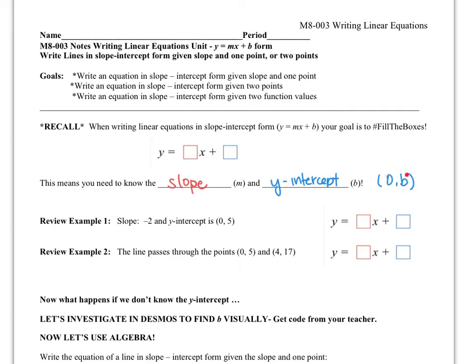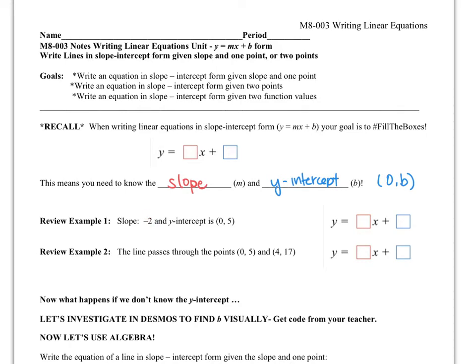The problems that we encountered yesterday either told us both of these pieces of information, or they didn't tell us the slope, but one of the points always had an x-coordinate of 0. Today we're going to investigate how to solve these problems when we don't have an x-coordinate of 0. Let's just do a quick review example.